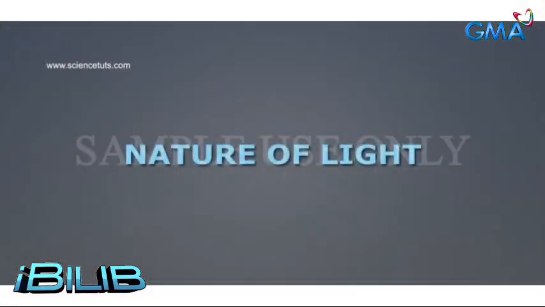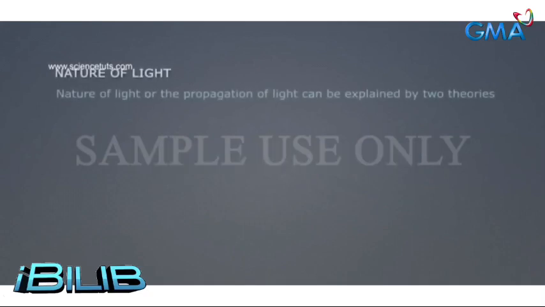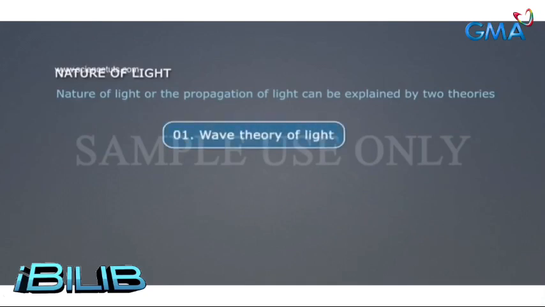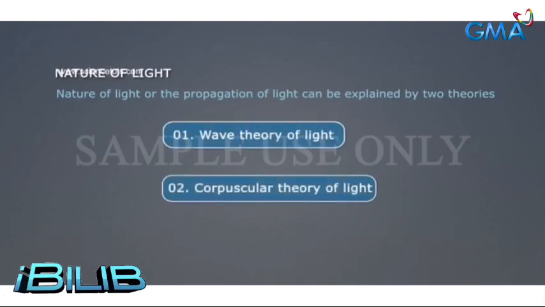Kung kanina, in-explain ng ating I-Believer na si Van ang wave equation, ngayon naman tumungo tayo sa nature of light or ang wave theory. Saan nga ba nanggagaling ang ilaw? Nature of light or the propagation of light can be explained by two theories, which means meron dalawang scientists na nagpropose ng kanilang idea na naging theory, and first one is our wave theory of light, and the next one is corpuscular theory of light.